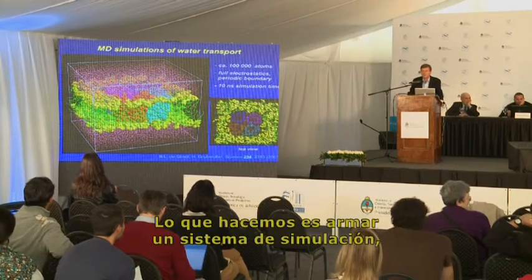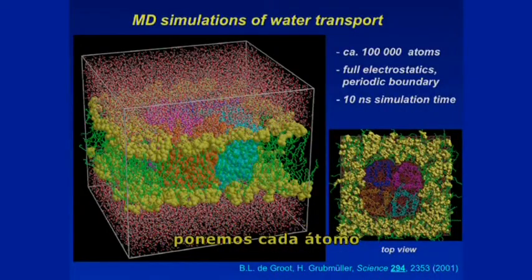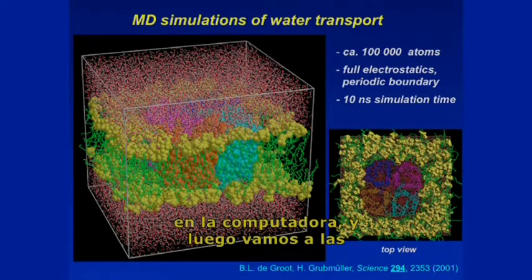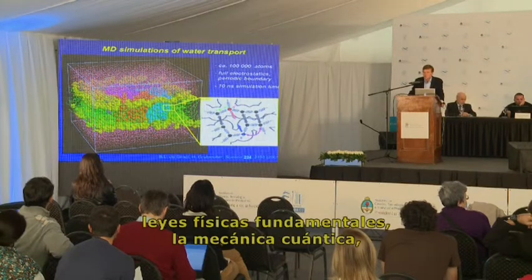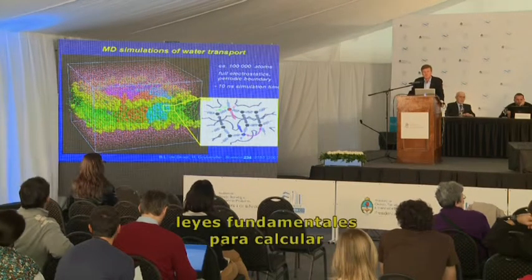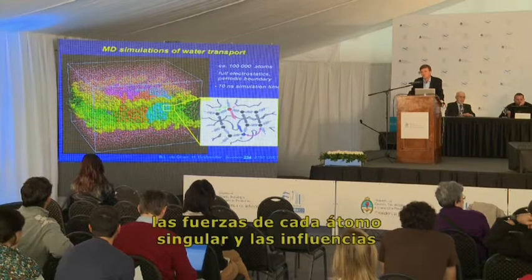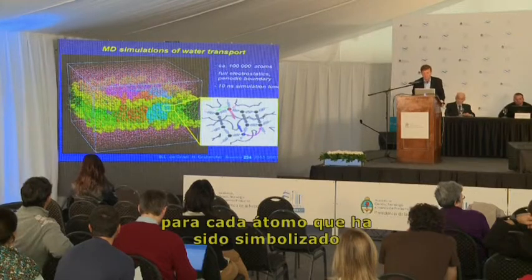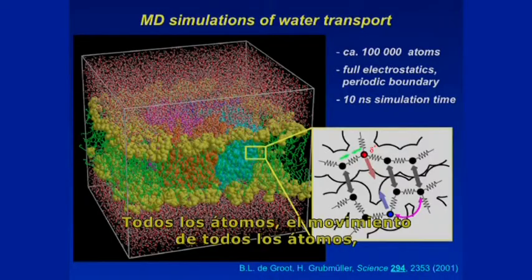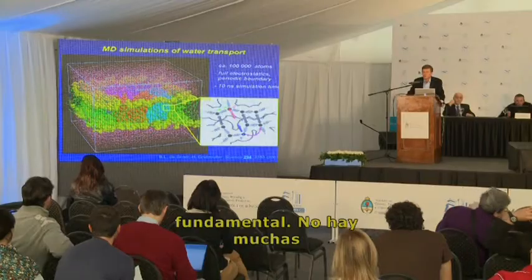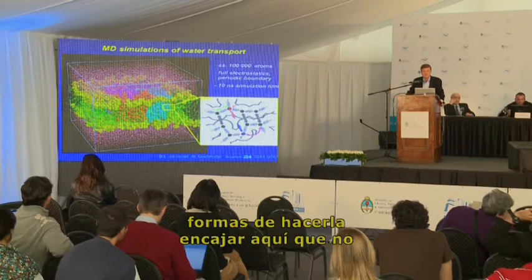All right, so what you do is you set up a simulation system, you put each atom at a position, for example from X-ray crystallography, into your computer, and then you invoke fundamental physical laws, quantum mechanics, as we have seen before, Newtonian mechanics, to calculate the forces on each single atom. Under the influence of these forces, symbolized here by interactions and springs, the motion of all the atoms is calculated. So the point I'm really making here is it's all based on fundamental physical laws. There is not much way to fiddle around here. You have to obey the physical laws.